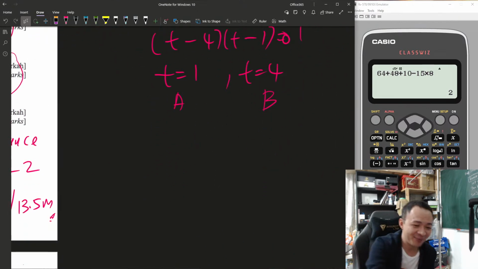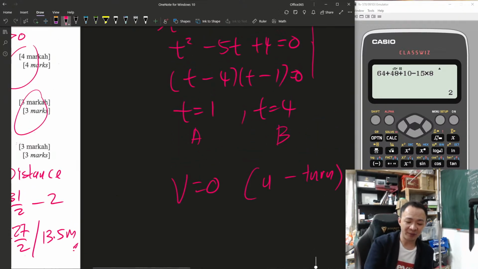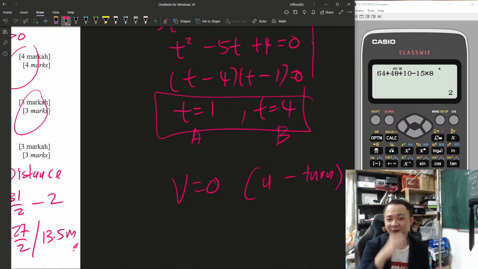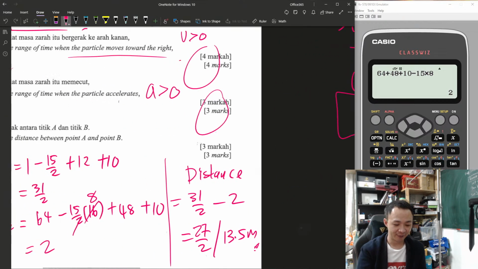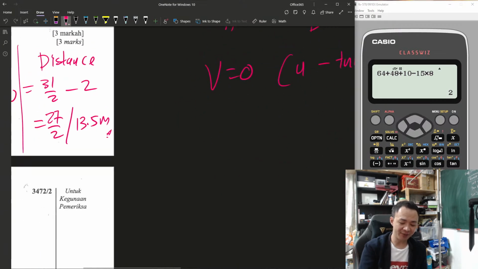But since you're asking me, I can say whenever the particle wants to make a U-turn, V will equal 0. This is for the U-turn. So the particle makes a U-turn at these two timings: V equals 0 at t equals 1 and t equals 4. They will actually make the U-turn. So this one is something like this.